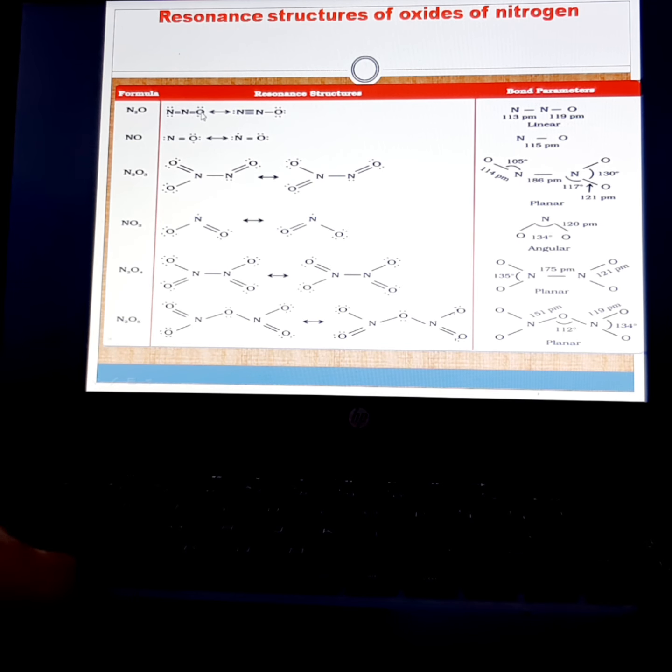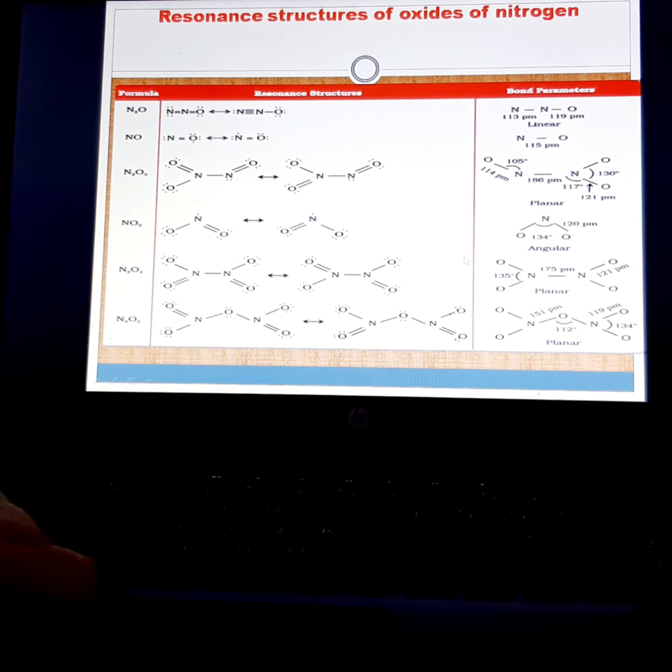Okay, so it was 4, it has become 6 now. Same thing here. If you are checking, the shape of N2O is linear and the bond length is 113 picometer on this side, the N-N bond length, and this is 119 picometer. Same thing, you can check the explanation for all of them. No need of by-hearting this one.